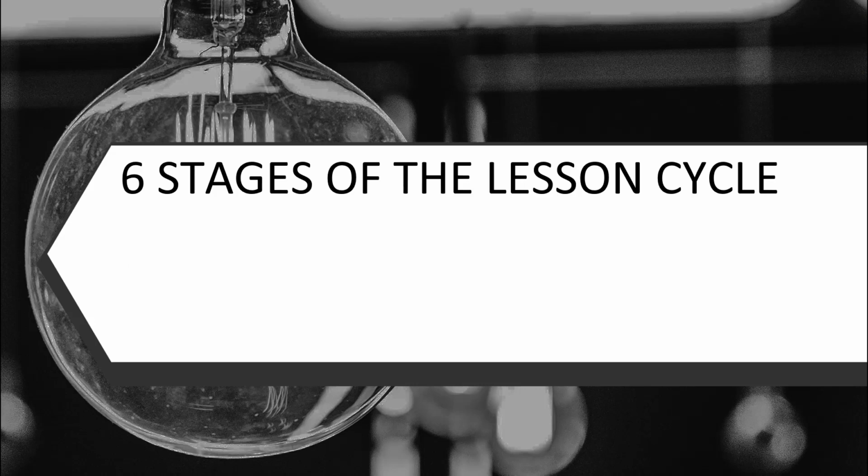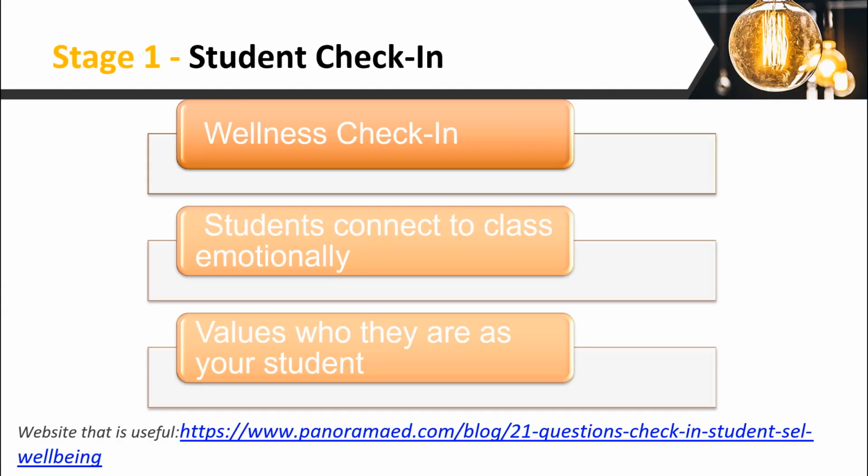There are 6 stages of the lesson cycle. Stage 1 is student check-in. How will you connect your students to your content by allowing them to be seen as an individual? This is a wellness check-in. This allows your students to connect to your class emotionally, and it shows that you value them as a student.